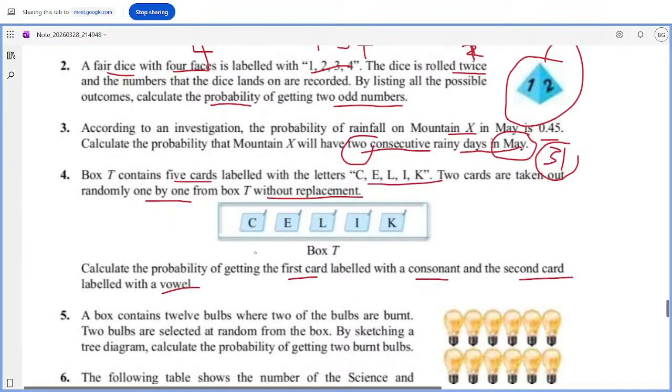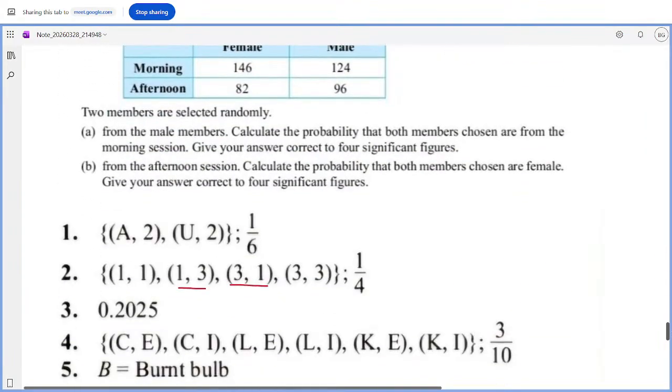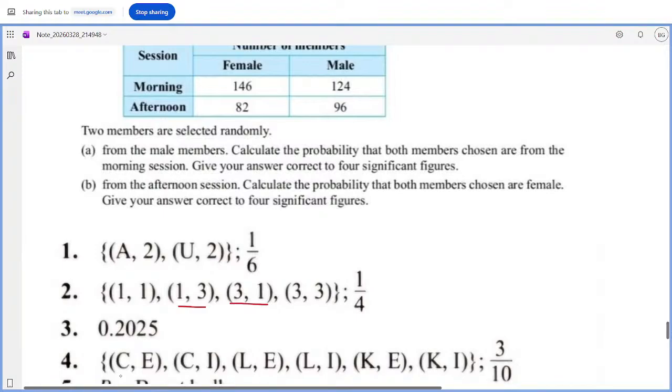So you guys can list down one by one. Consonant means C, L, K; vowel means E, I. So you just need to pair them. Like C pair with E, C pair with I, L pair with E, L pair with I, K with E, K with I. This is how you get it. Your probability is going to be like this. You have total 1, 2, 3, 4, 5, 6 over here. Consonant must be first and then vowel. So you got 6 out of total of 20.